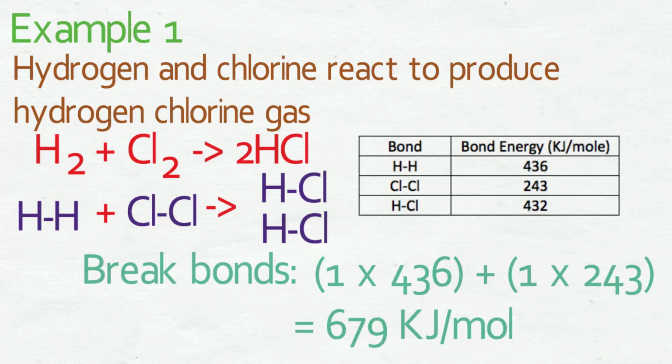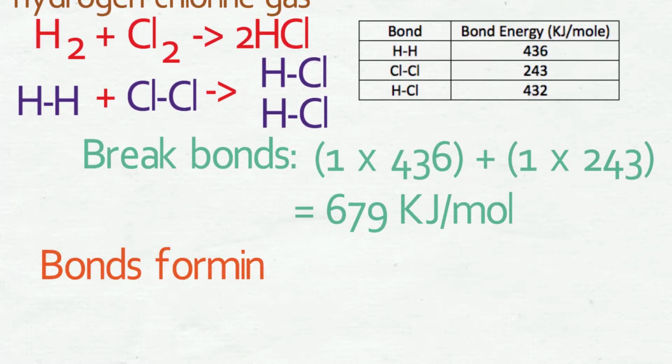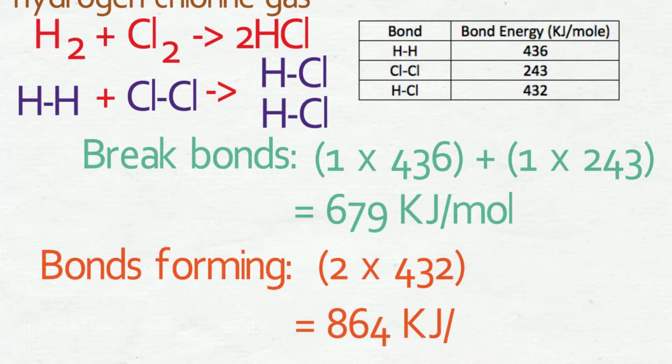kilojoules per mole. The next step is to work out the amount of energy that is released by the new bonds. The product of this reaction is HCl, and there are 2 of them. In each of the 2 HCl molecules, there is one H-Cl bond. Therefore, the energy released in the production of the new bonds is 2, which is the number of H-Cl bonds that there are, times 432, which is the energy that is released in the production of one H-Cl bond. This tells us that there is 864 kilojoules of energy released per mole.